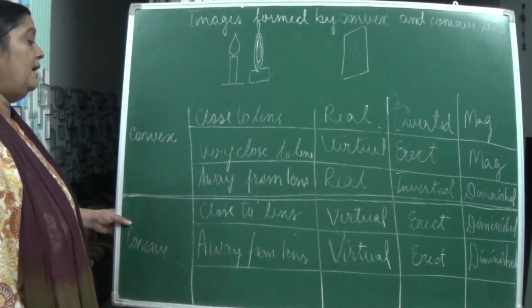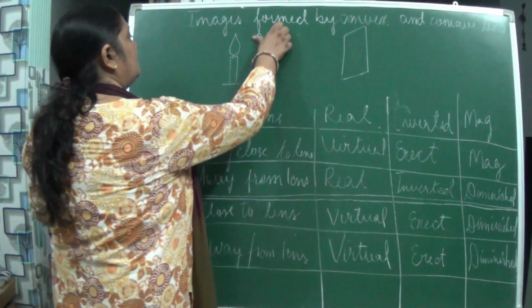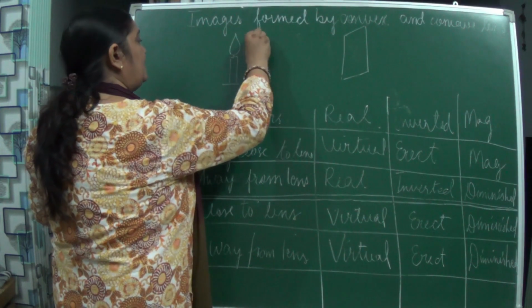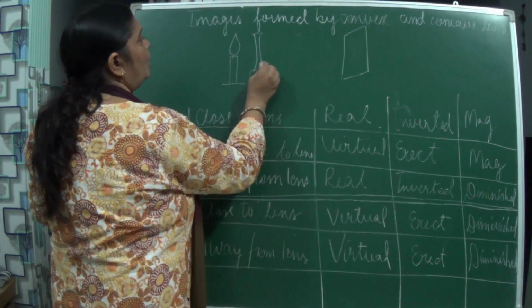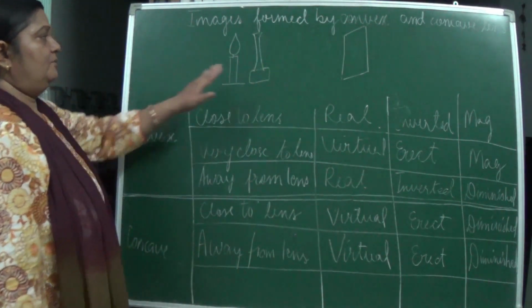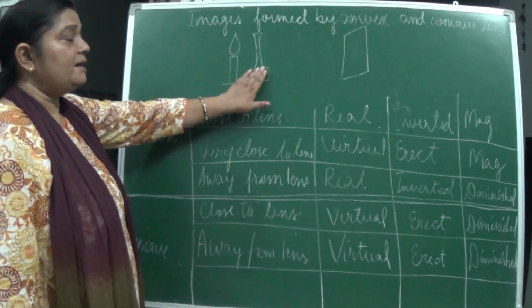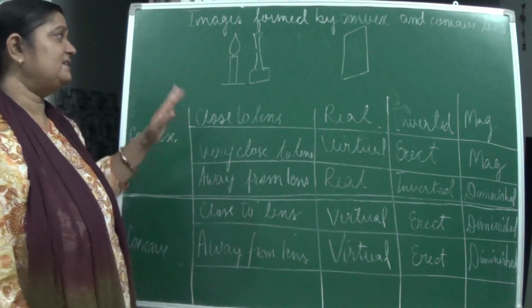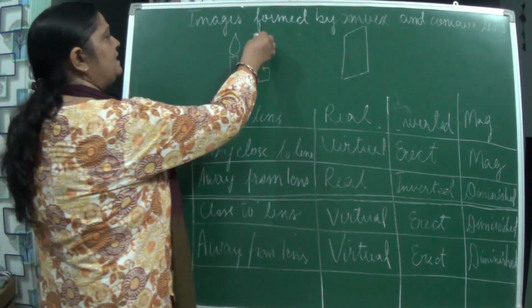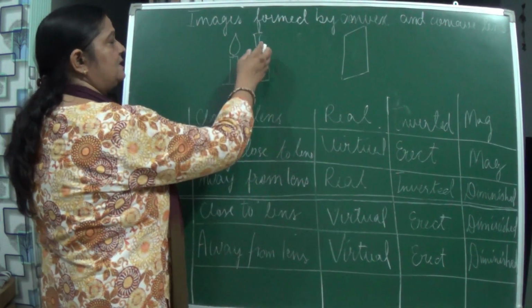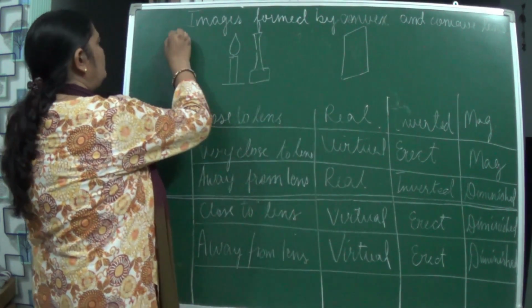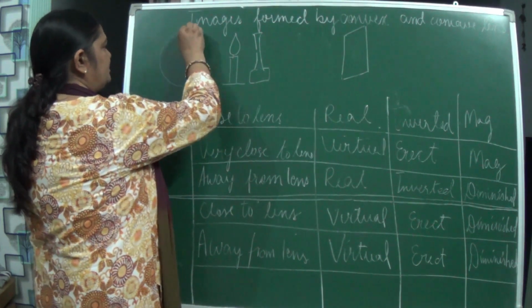Now, the concave lens. It is thinner in the middle and thicker at the sides. Okay, this can be taken in the books. In order to make you understand more properly, I am drawing the lens over here. Otherwise, in the books you will find a circular shaped lens.